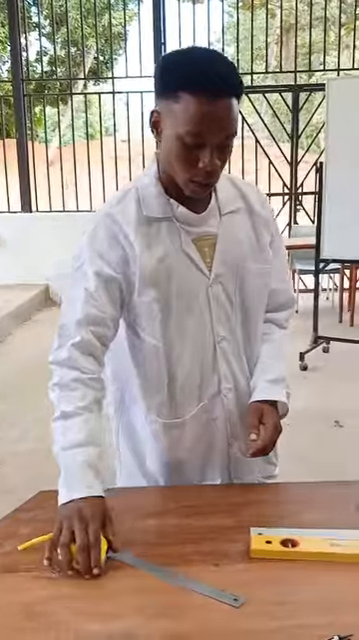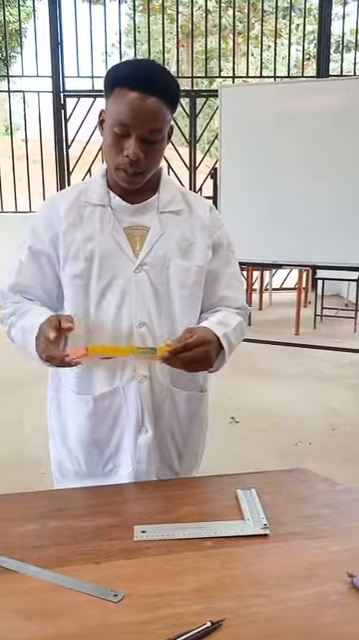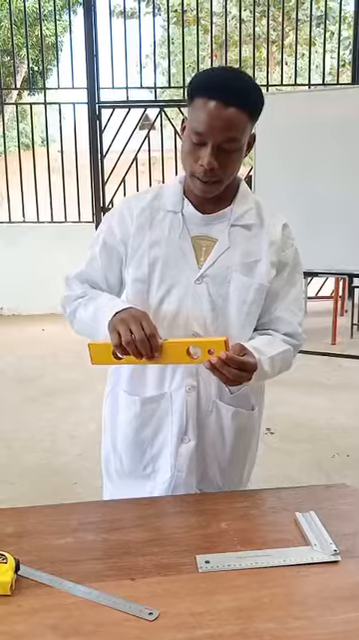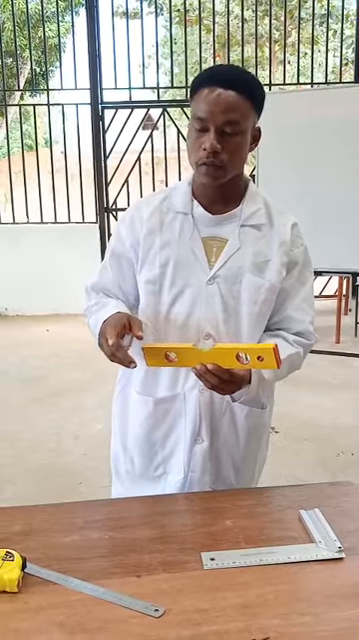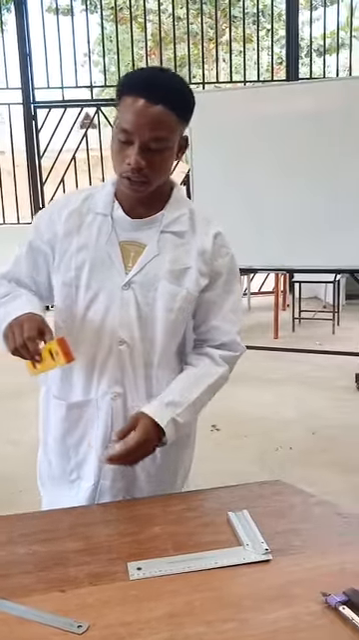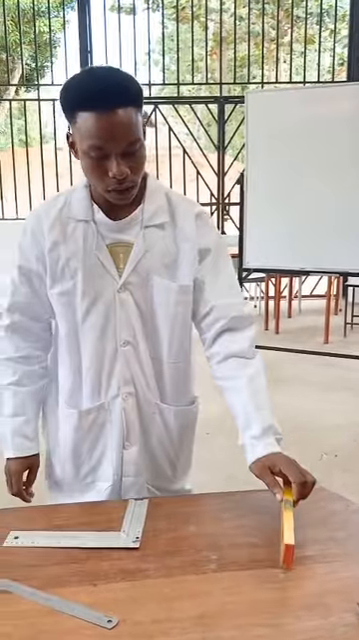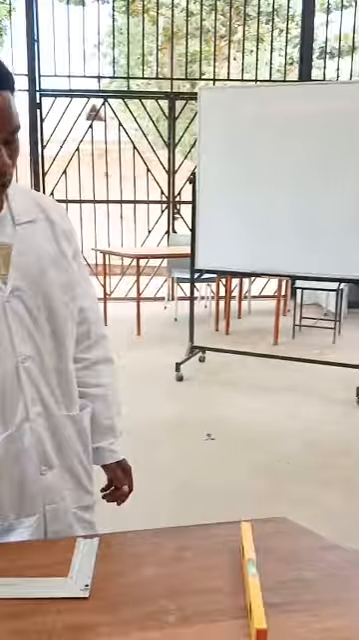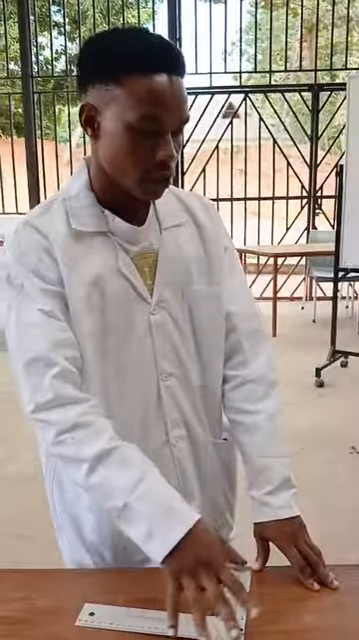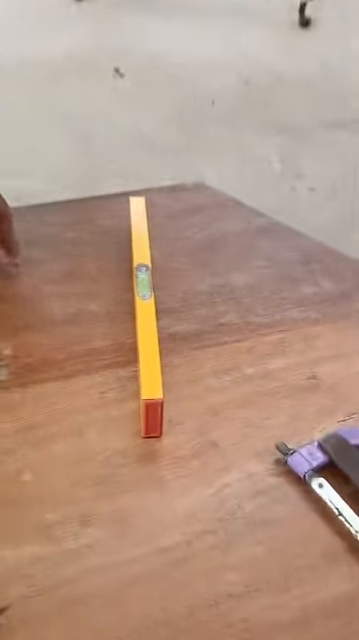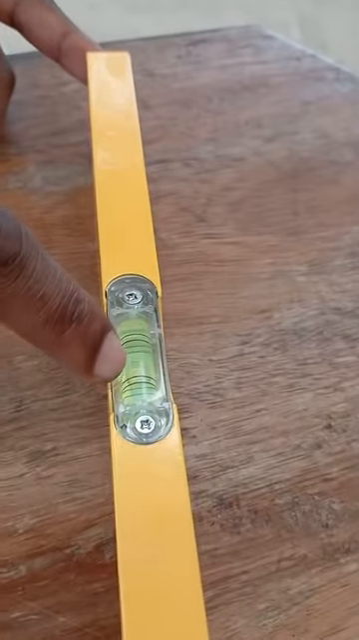The next tool, this is the spirit level, is used to measure the flatness of a surface, to show whether the surface is smooth or straight. So it is placed on the surface like this. You will know whether the surface is straight or rough based on the liquid in here.